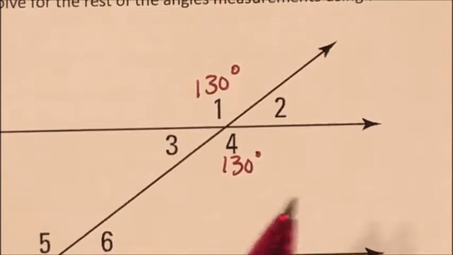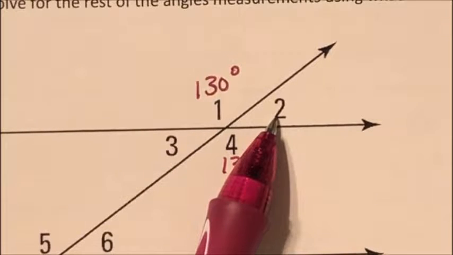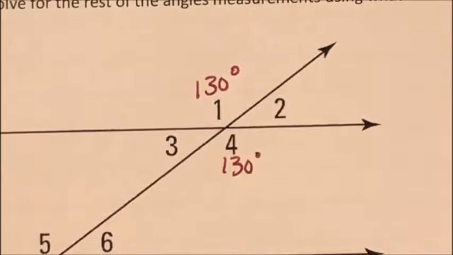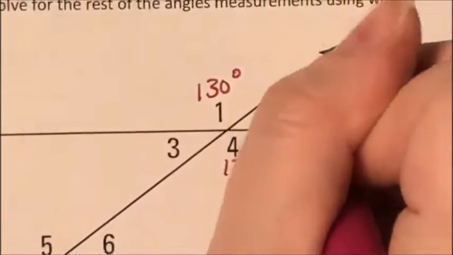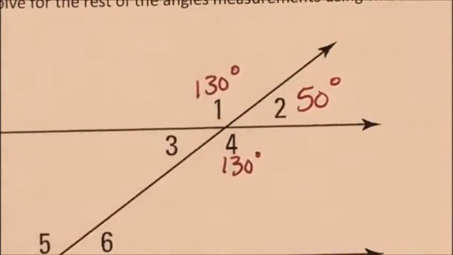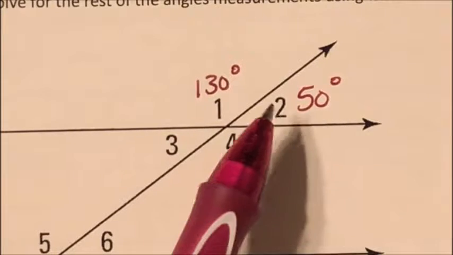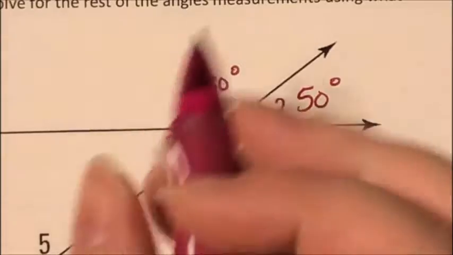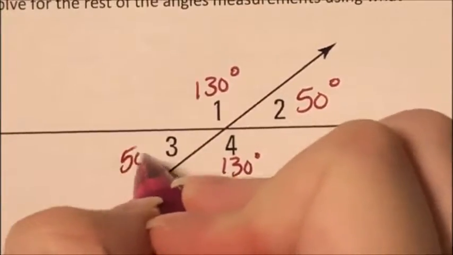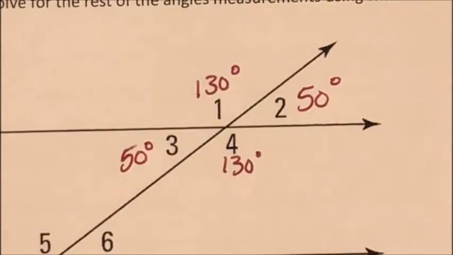Okay. We also know that 1 and 2 are supplementary angles, which mean they add to be 180 degrees. So 180 degrees minus 130 degrees is 50 degrees. So we can figure out angle 2. Angle 2 and angle 3 are vertical angles. So angle 3 is 50 degrees.